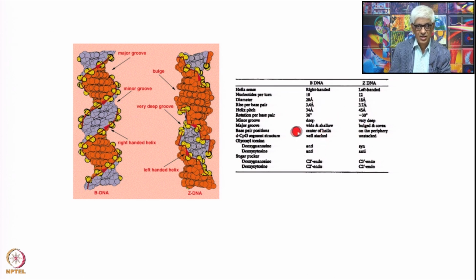And there are grooves here, wide and shallow, three different kinds of grooves. In the B-DNA the base pairs are very well stacked, and the base pairs are not very well stacked in the Z-DNA.